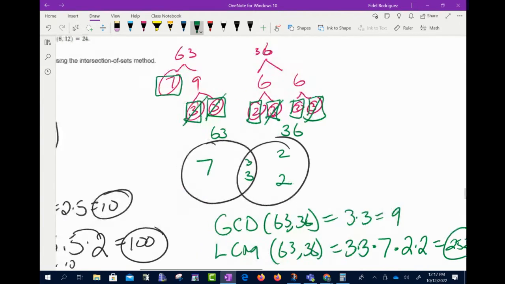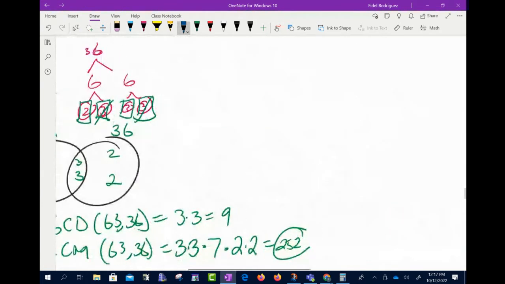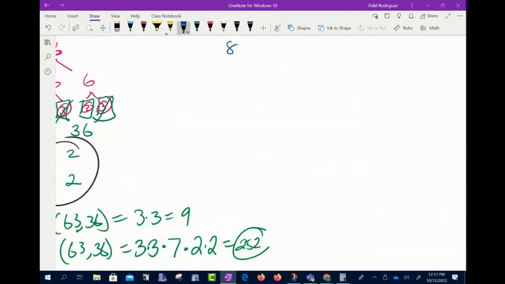Okay. So look, we got a third one here, and it's 8, 24, and 64. So now I actually have 3 numbers. I'm going to do the process the same way. 8, 24, and 64. Okay, so look, let's write this out. 8, 24, and 64. Okay, so 8, we all agree, is 2 times 4, and 4 is 2 times 2, okay?